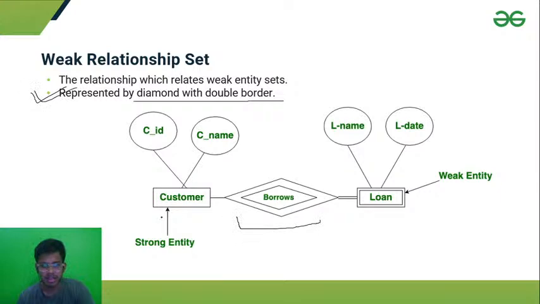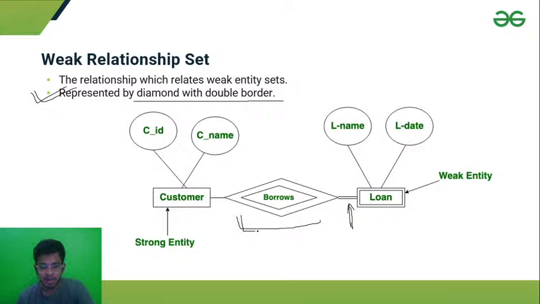So you can see a customer borrows a loan and there is total participation, because there cannot exist a loan without a customer, right? Every entry in the loan will be related to a customer, but a customer can have multiple loans. And what are these ovals? These are attributes. We'll cover these ovals, like L name and L date, later in the session.